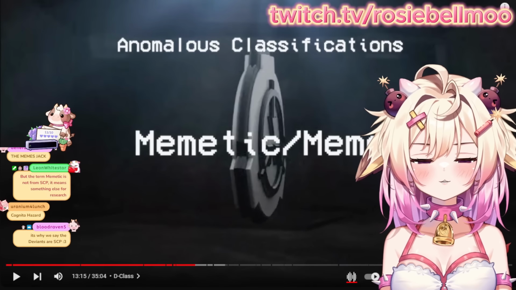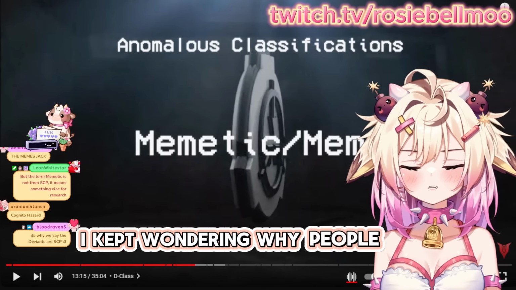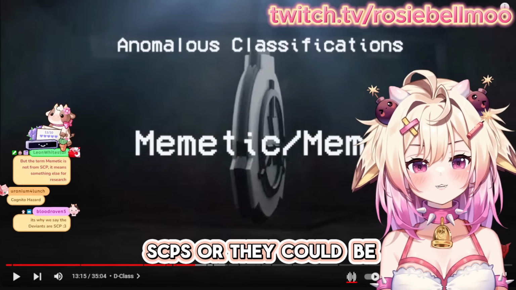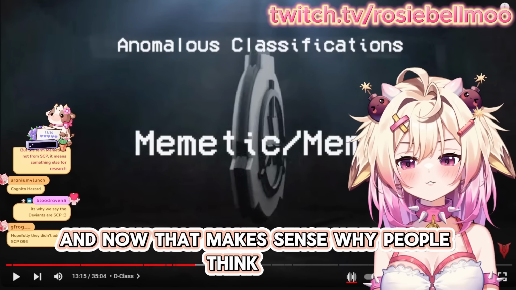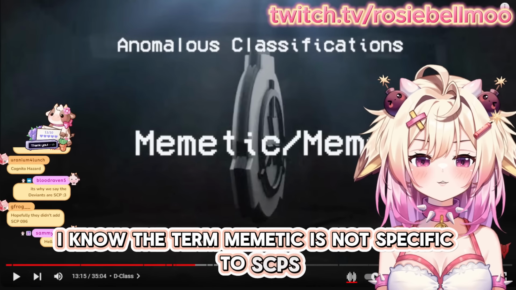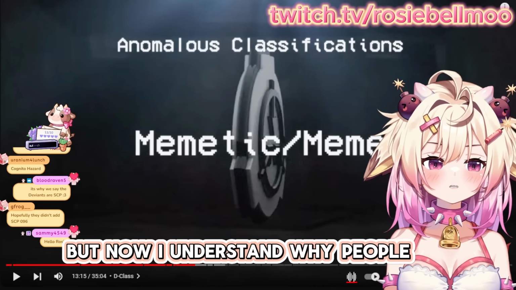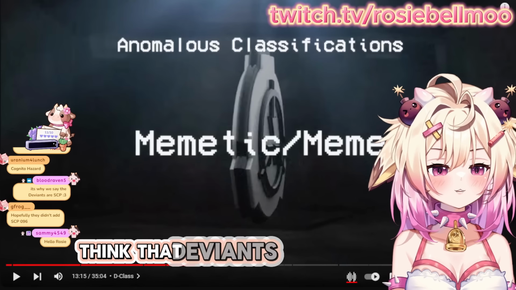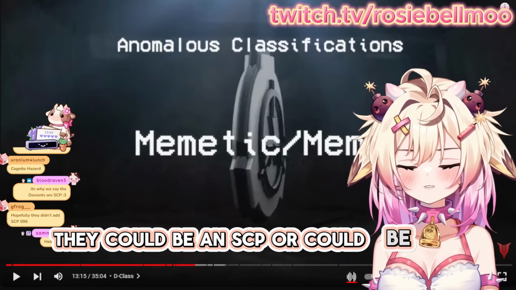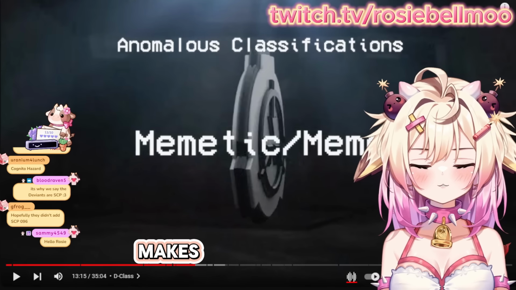Yeah, that's why I kept wondering why people were saying deviants are SCPs, or they could be. And now that makes sense why people think that. I know the term memetic is not specific to SCPs, but now I understand why people think deviants could be an SCP, or a nod to SCPs. Makes a lot more sense.